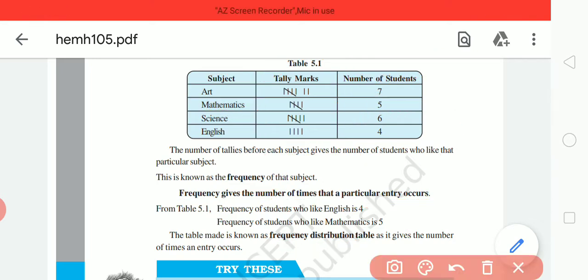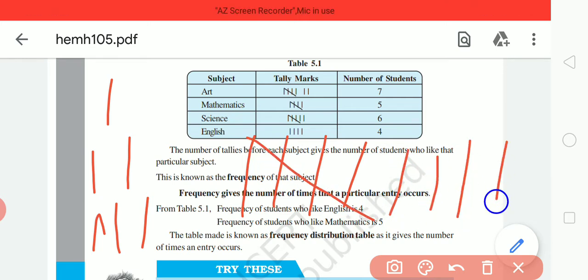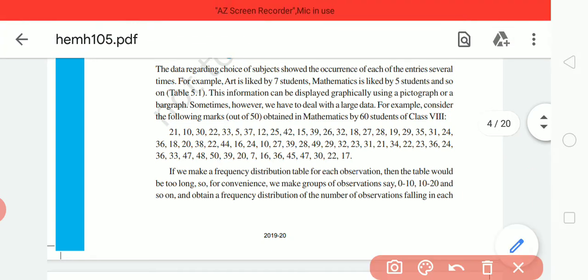So for 1 you will write 1 stroke, for 2 you will write 2, for 3 you will write 3, for 4 you will write 4, and for 5 you will cut across these. This is 5, then 6, 7, 8, 9, 10, right? This is the pattern.